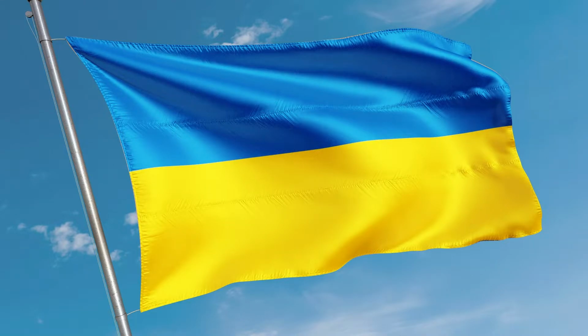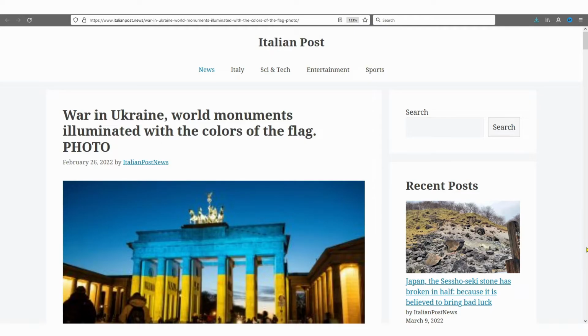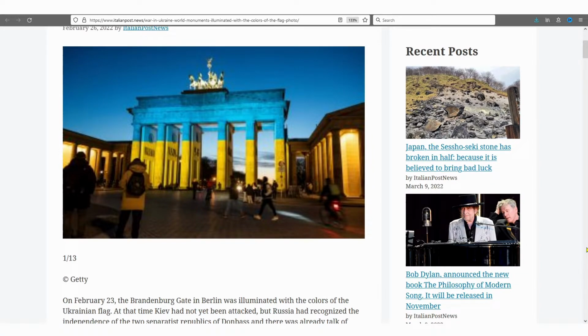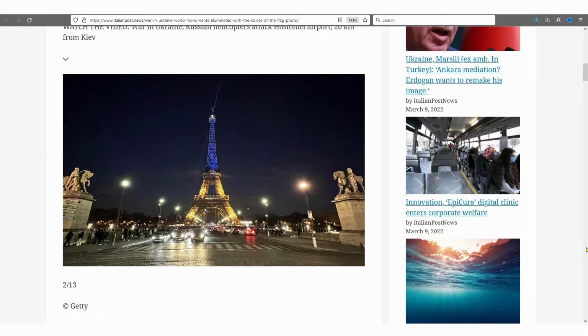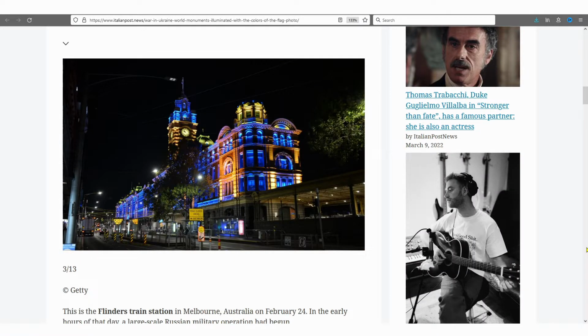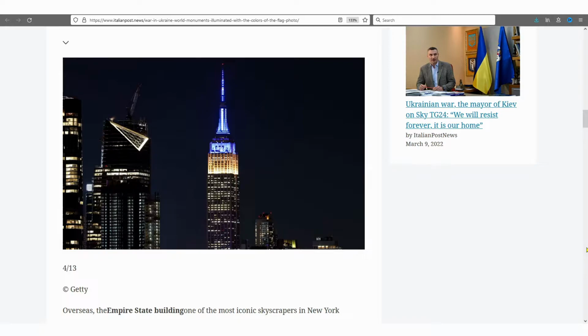So let's begin by looking at some of the recent displays of the Ukrainian flag. Many landmarks have been lit up with blue and yellow. This article by the Italian Post shows you some of these monuments. Here we have the Brandenburg Gate in Berlin, Germany. Here is the Eiffel Tower in Paris. This is Flinders Street train station in Melbourne, Australia. This is the Empire State Building in New York.